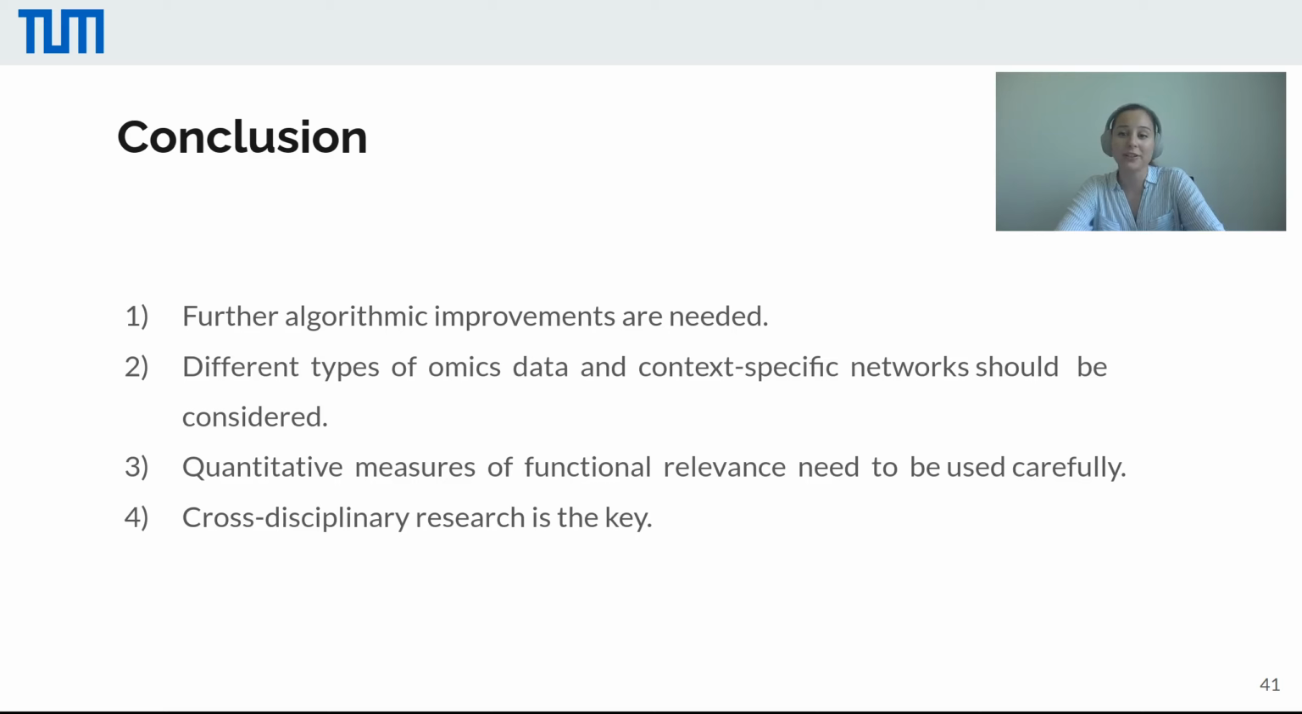The next point is that quantitative measures of functional relevance of genes need to be used very carefully. Often we compare potential disease models to known disease-associated genes, but this approach is severely limited and biased by our current knowledge. And since the quantitative measures can be that biased, it's of course always a good idea to double check with domain experts.